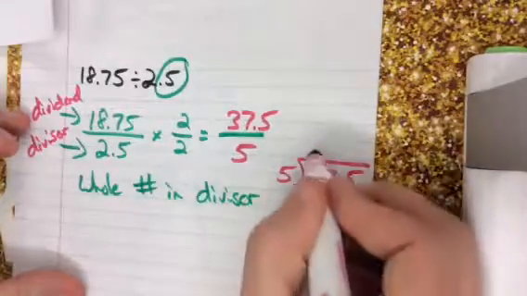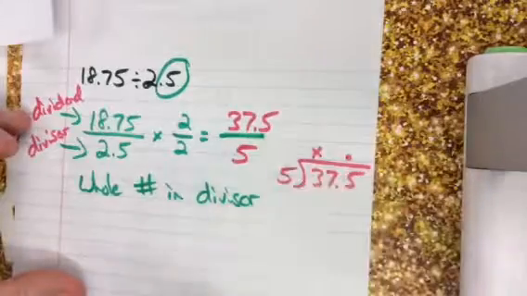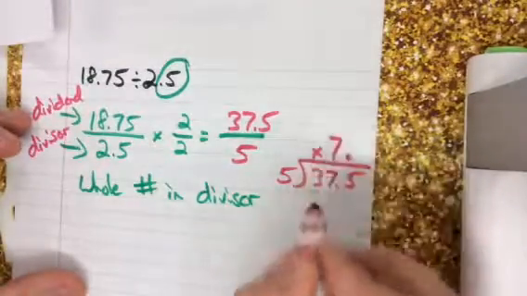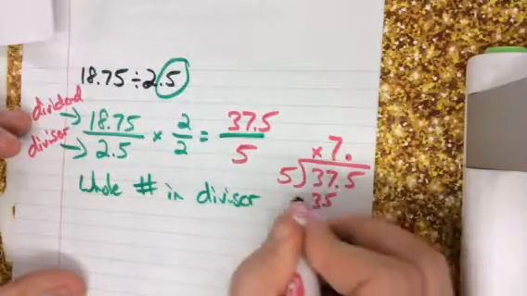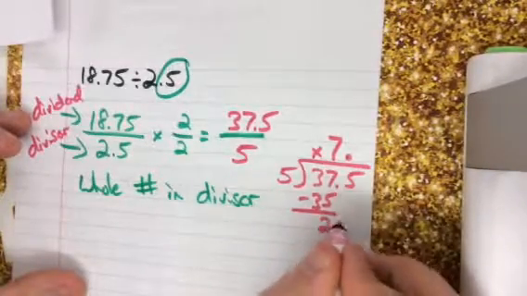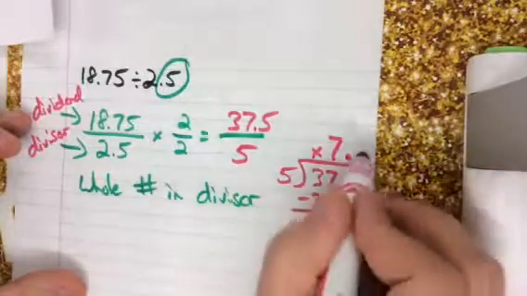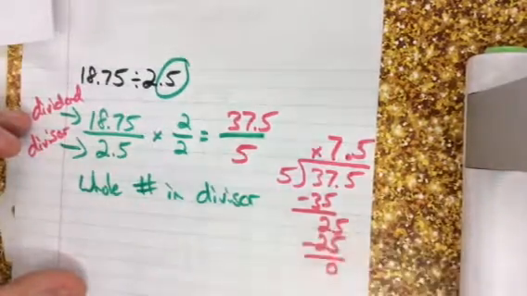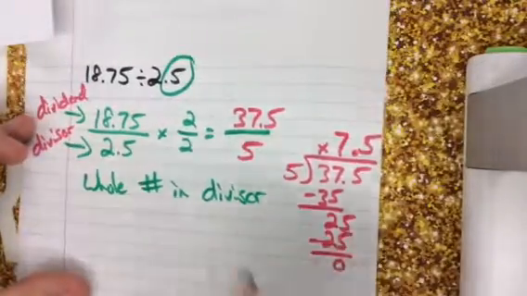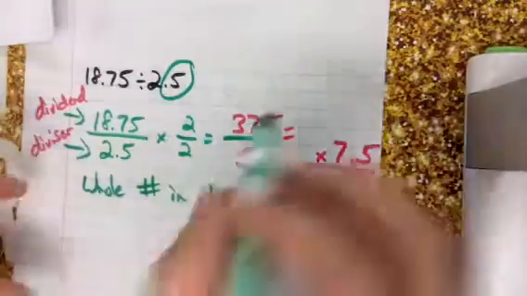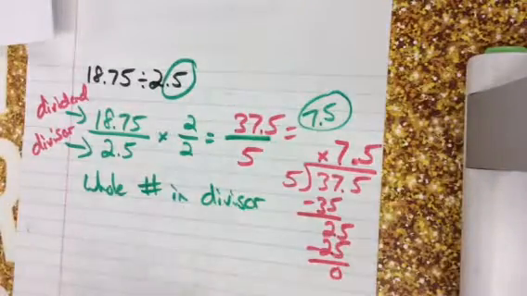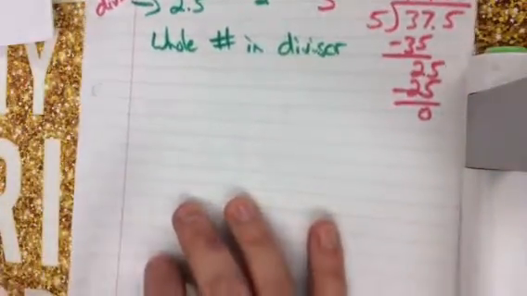37.5. Now we know 5 does not go into 3. But what multiple of 5 is close to 37? Well, we get to 35, so 7 times 5 is 35. Subtract and find the difference of 2. Group with the 5. How many times does 5 go into 25? Well, it's 5 times. Make sure you finish this out right here and get to that 0, the most important part. So we have an answer of 7.5.